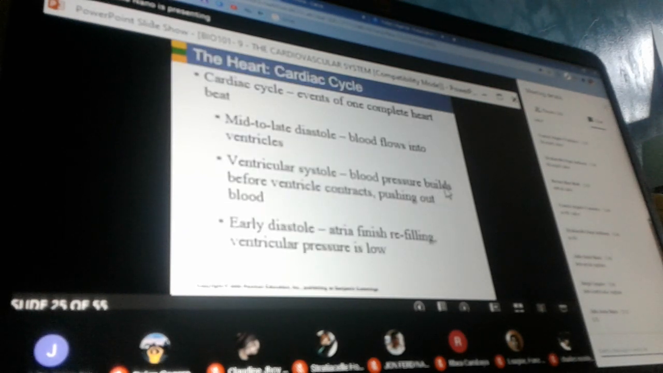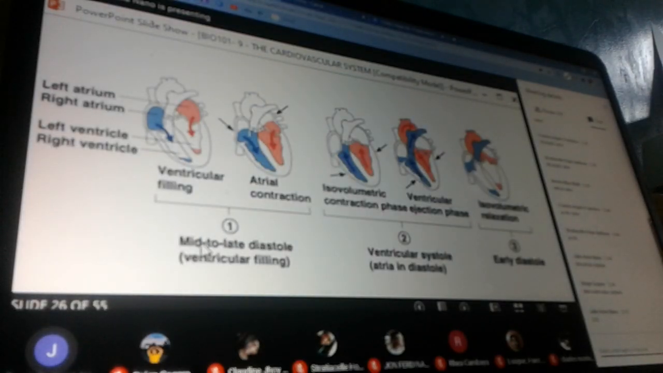And then in early diastole, our atria finish refilling themselves, and the ventricular pressure is low. Okay? So again, in mid to late diastole, our ventricles are just starting to fill up. Then in ventricular systole, the pressure builds.